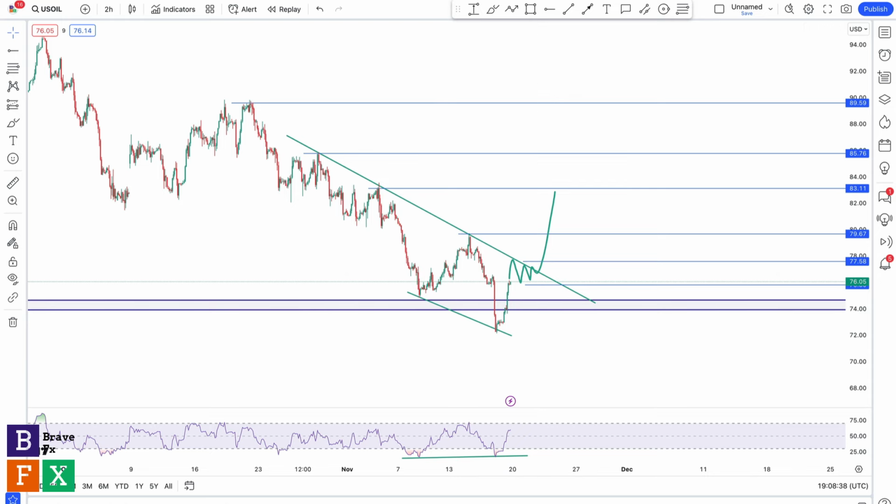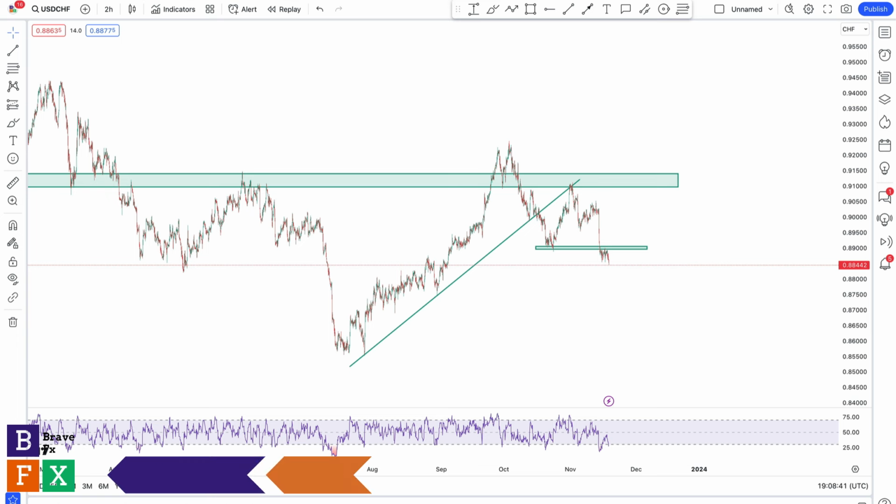Moving on, we're talking about USD-CHF. I rarely trade currency pairs. I don't think I'll be trading this, but this looks like a decent chart. That's why I'm going to be talking about this.